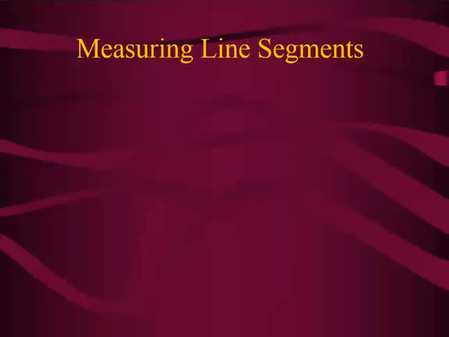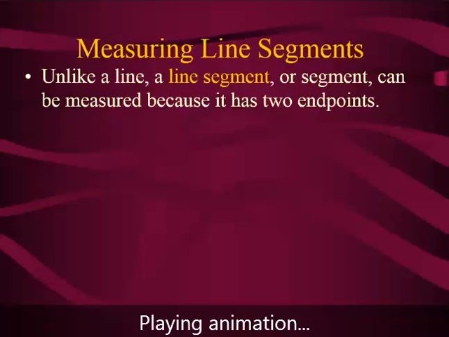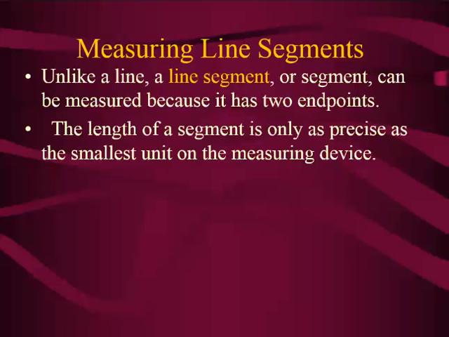Now, measuring a line segment. Because they have definitive endpoints, we can actually measure a line segment. We can't measure a line because it goes on forever in both directions. But a line segment doesn't. So we can measure it based on its 2 endpoints. The length of a segment is only as precise as the smallest unit on the measuring device that you're using. And I'll show you an example of that here in a minute.